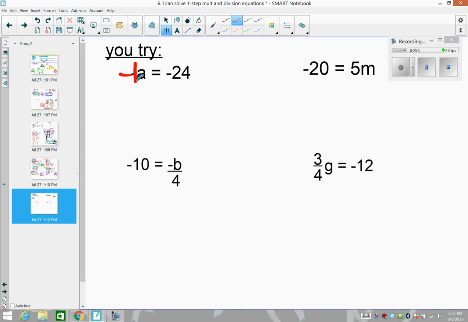So this is a negative 1a. We're going to build our house around the a. You've got to put a 1 in front of that. Division is the operation to get rid of that thing out front. You divide by the number out front.